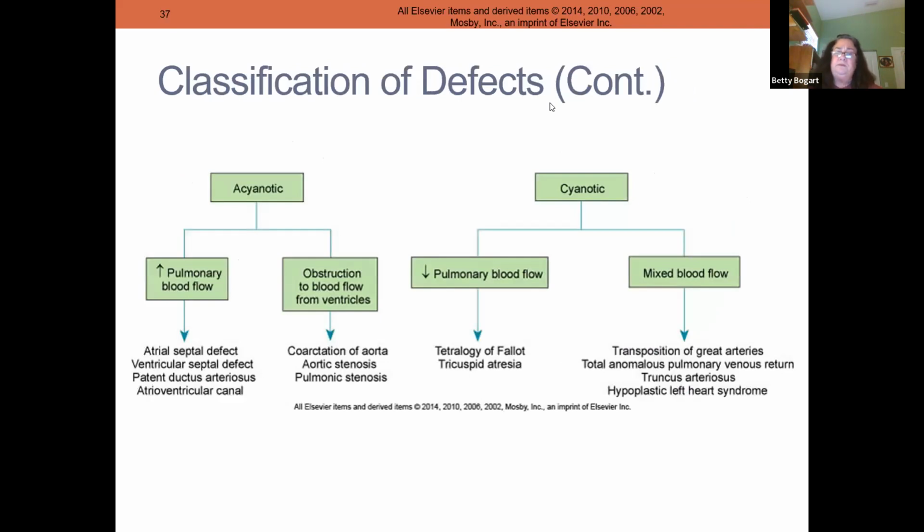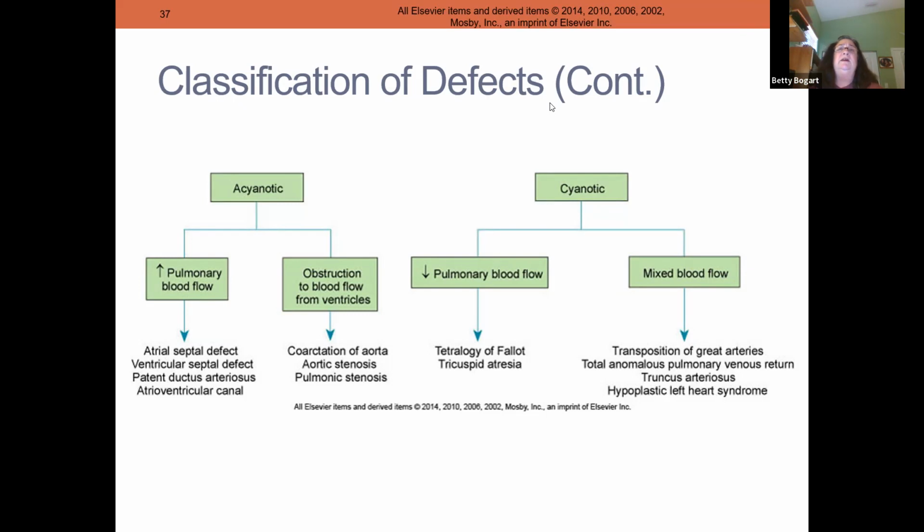Now, these are the classifications, and let me tell you the ones that you really need to understand. Now, acyanotic, we just talked about those septal defects and the increased pulmonary blood flow, didn't we? Because the blood came from the left side, already oxygenated, went back to the right side again before it went to the body. So we are increasing pulmonary blood flow. We're just putting it back through the lungs again. It's okay, doesn't do anything wrong. It's there.